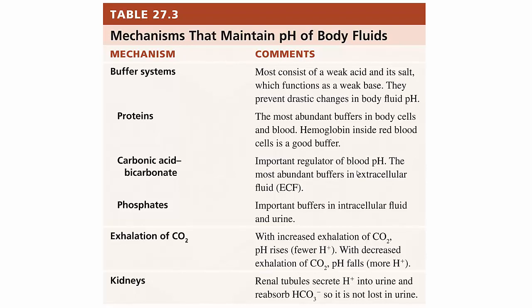Alright, so let's look at some of these buffer systems. The first one talked about in your book or in your notes is the protein buffer system. It's the most abundant buffer that you have. Since each amino acid has an amino end and a carboxyl end, they can buffer both acids and bases. The amino end can react with the hydrogens, so it can bring the pH back up. The carboxyl end can react with the OH negatives, and it can bring the pH down.